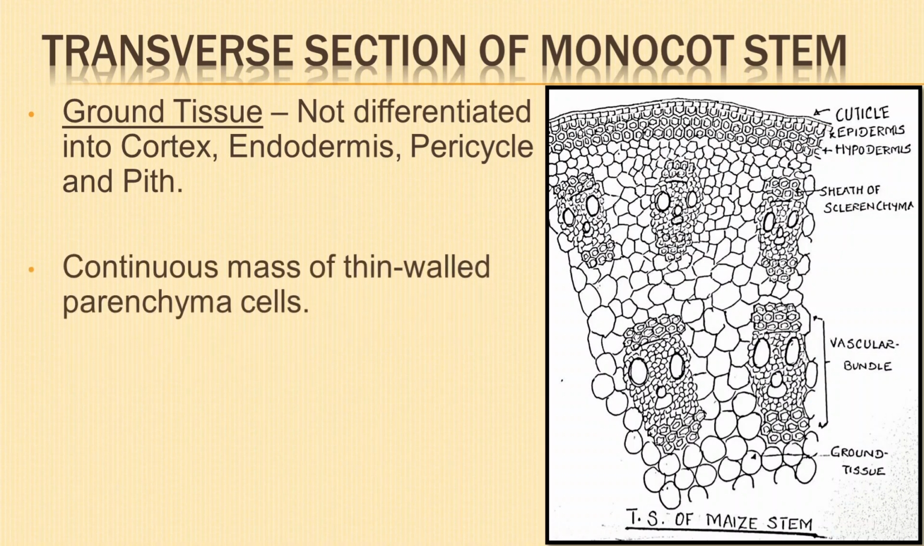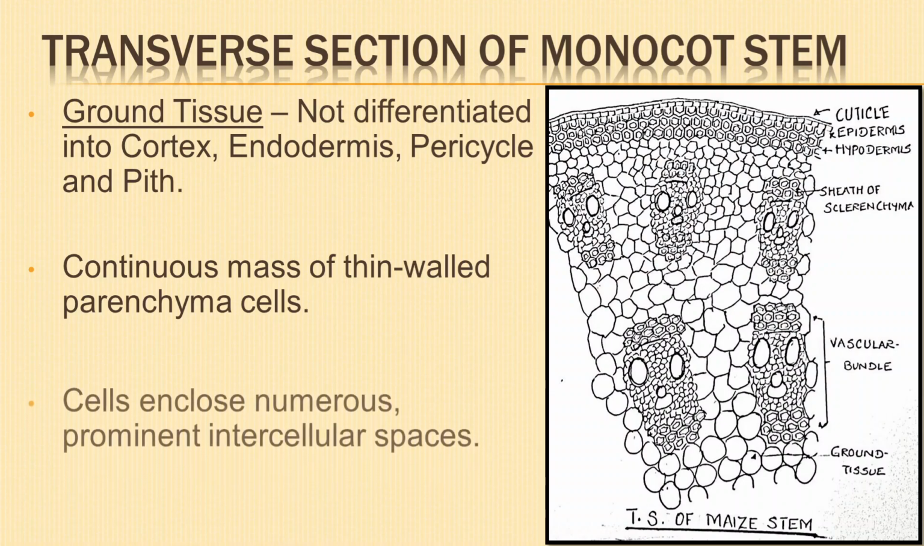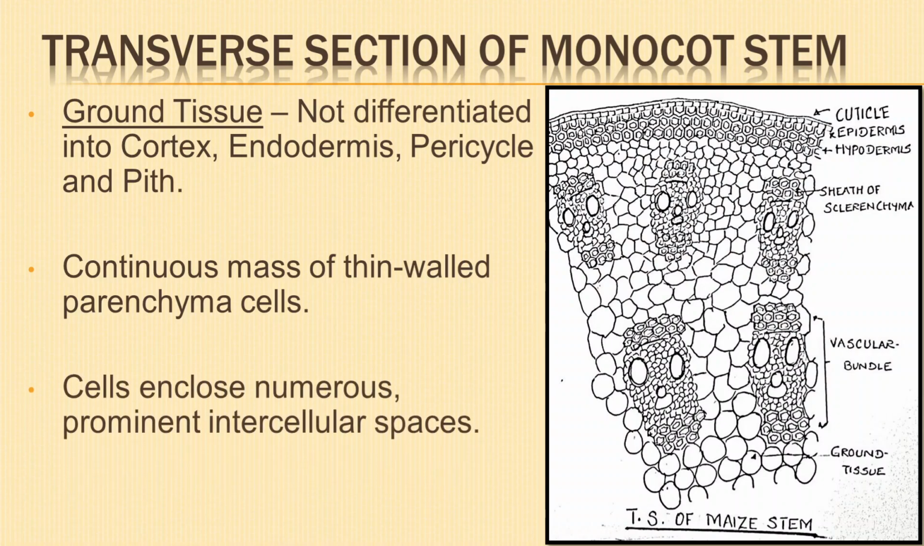Ground tissue is a continuous mass of loosely arranged, thin-walled parenchyma cells extending from the sclerenchyma of the hypodermis to the center. The cells of ground tissue enclose numerous prominent intercellular spaces. It helps in the storage of food.